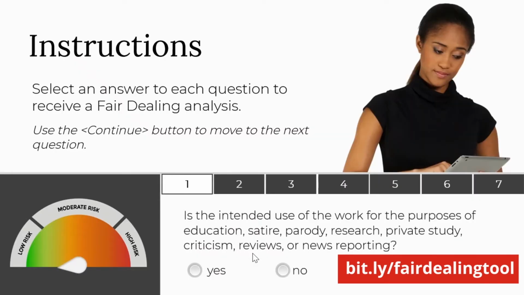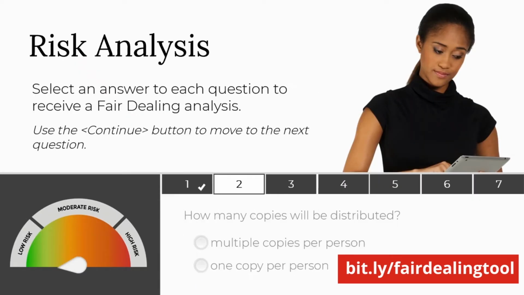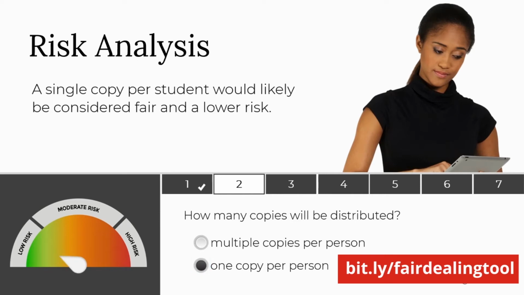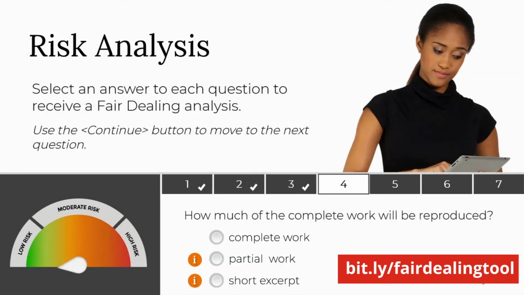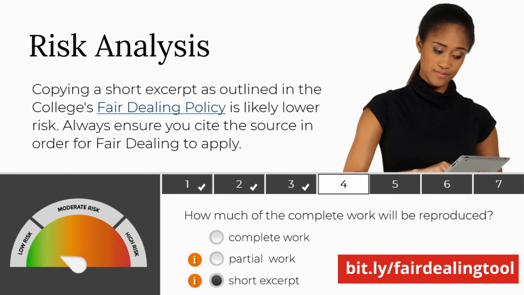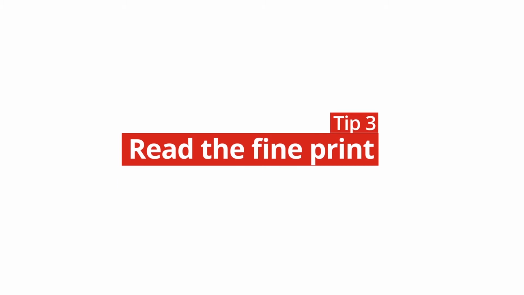Check out the Fair Dealing Assessment tool, which helps you determine if you can copy and share the material. This interactive tool guides you through the fair dealing factors and lets you know if you can reproduce and share the work with your students. When considering copying under fair dealing, it's also important to ensure that the source doesn't have any restrictions prohibiting you from copying and sharing the material. This brings us to tip number 3, which is to read the fine print.